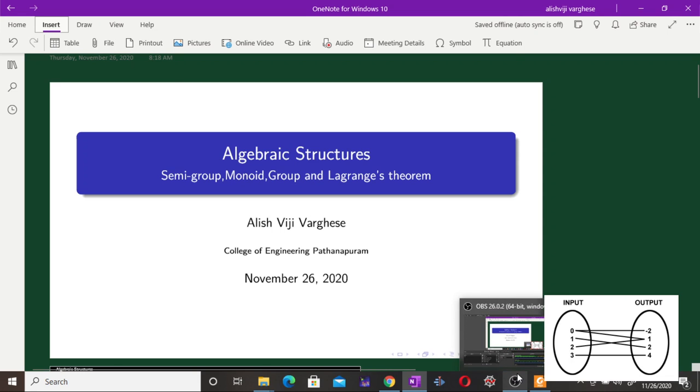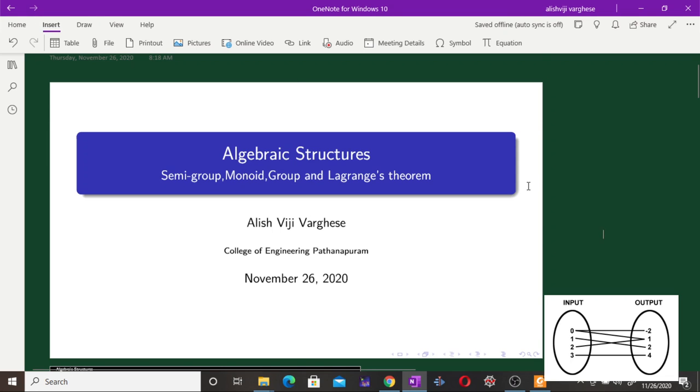Hello, good morning. Today we are going to discuss algebraic structures. So, in this section, we are going to define semi-groups, monoids, and groups, and the concept of Lagrange's theorem will be addressed in our next class or next session.